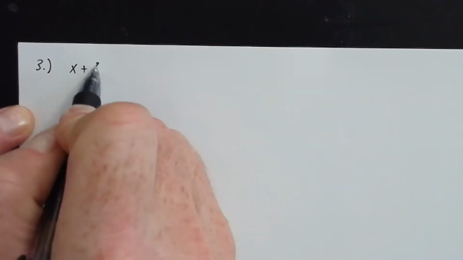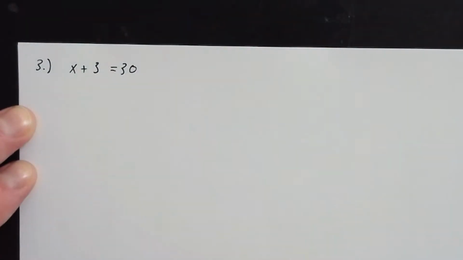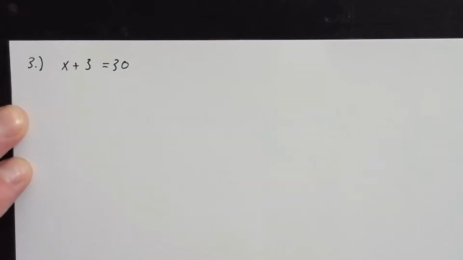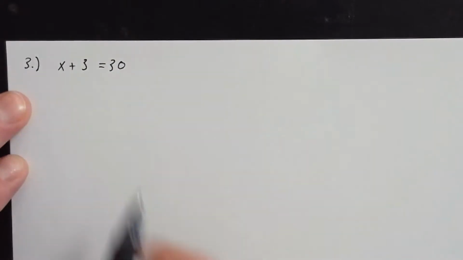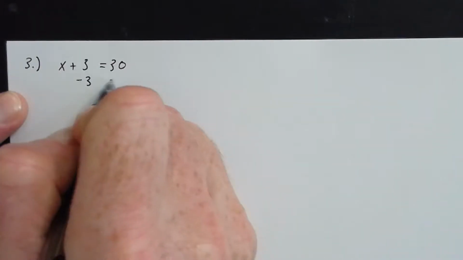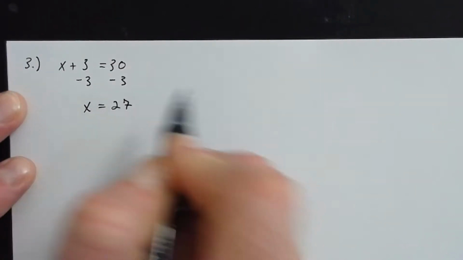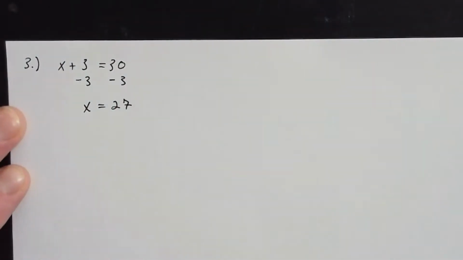Number 3. x plus 3 is equal to 30. Minus 3, minus 3. x equals 27.